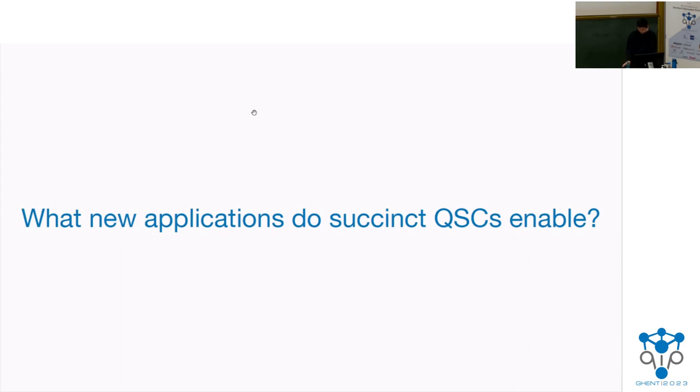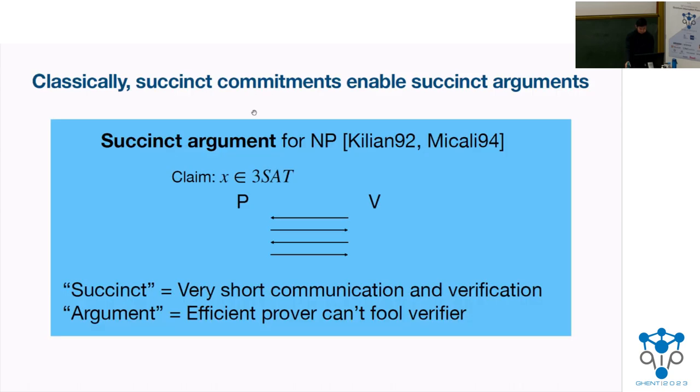Okay, so we have succinct QSCs, but what new applications do we get out of them? Classically, succinct commitments enable things called succinct arguments. A succinct argument is an interactive protocol between a prover and a verifier, where the prover is trying to convince the verifier of the truth of some statement. But they're not going to send the entire witness, and in fact, they're going to engage in communication that's much smaller than the size of the witness. We know how to do succinct arguments for all of NP due to work by Kilian and Micali.